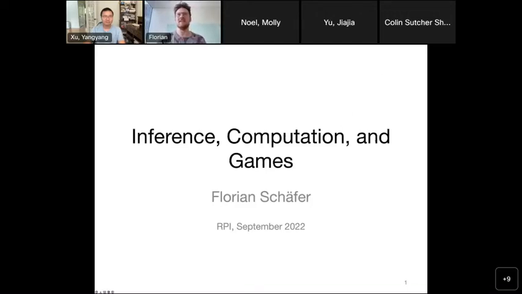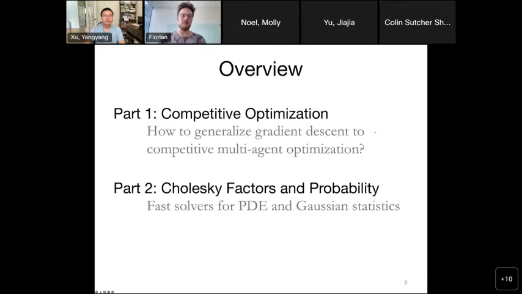So yeah, as already mentioned, today the title of my talk is Inference, Computation, and Games. Really, this talk is about two long-standing research campaigns that I've been on over the last few years. One of them is the use of comparative optimization, so modeling multi-agent games of artificial agents as a tool for designing algorithms. And the second part will be on the relationships between Cholesky factorization and the conditioning of Gaussian processes.